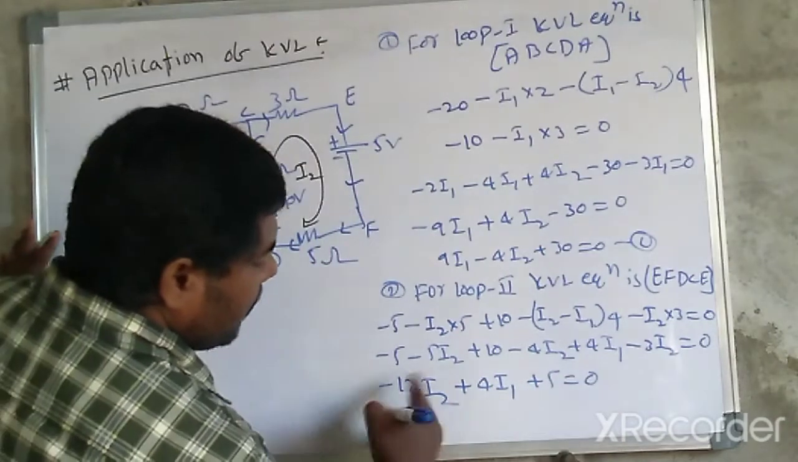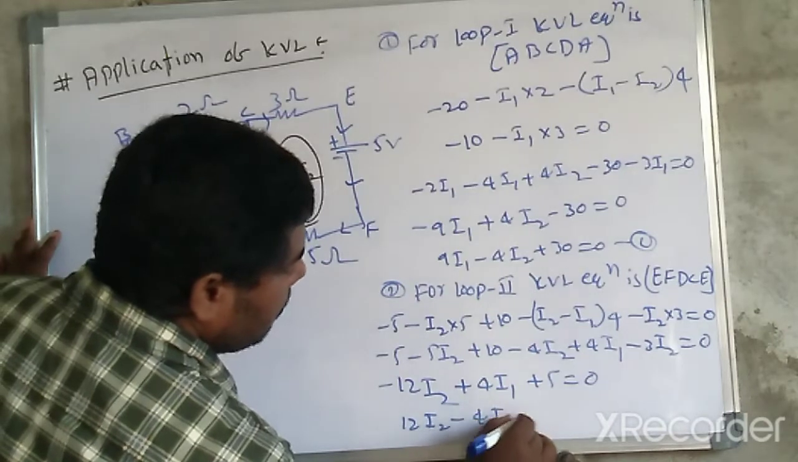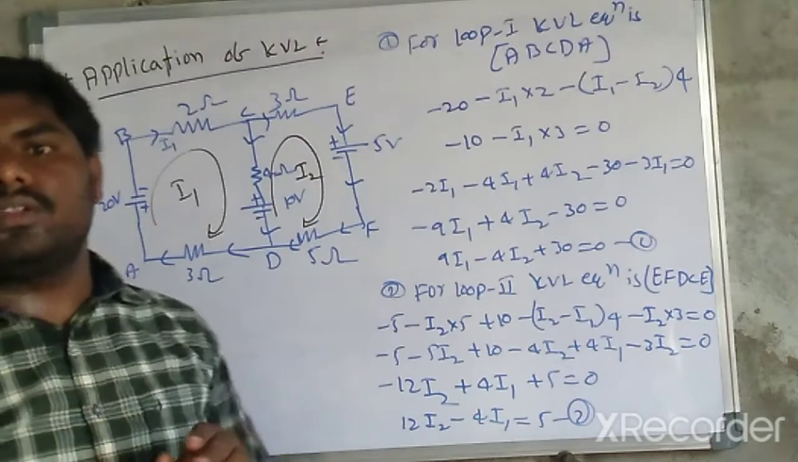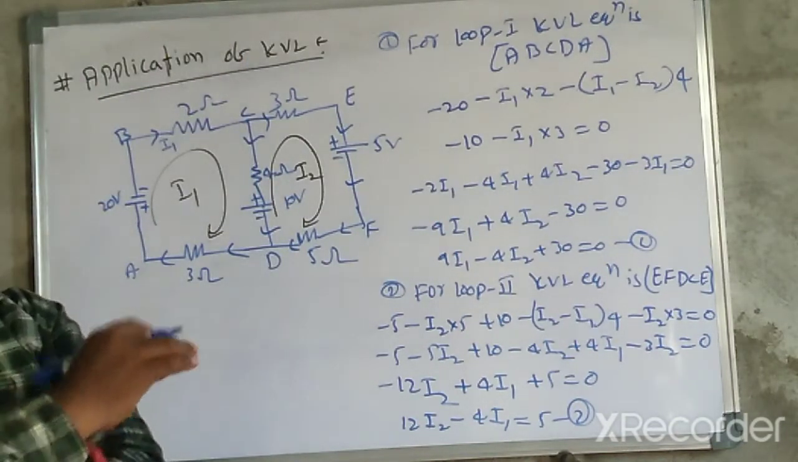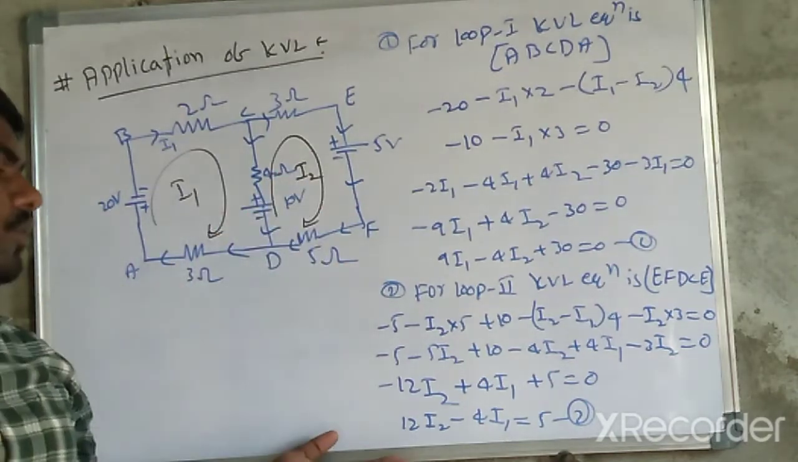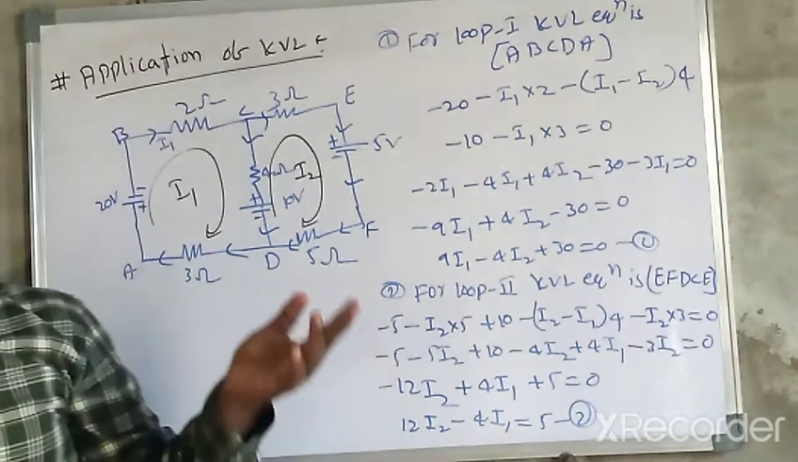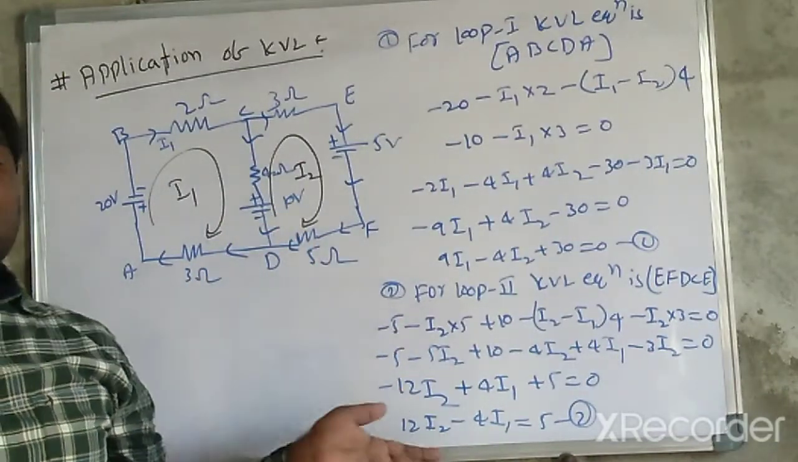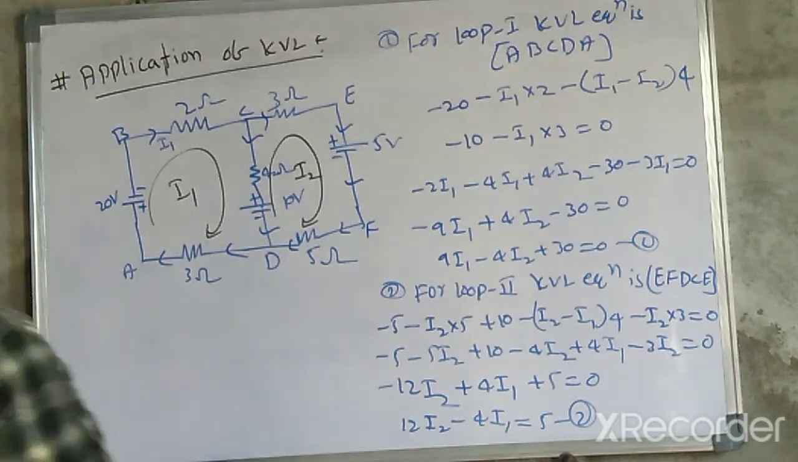It's simple. You may take out minus common: 12 I2 minus 4 I1 is equal to 5. This is equation number 2. So solving equations 1 and 2, you will get the value of I1 and I2. Please do it like this.